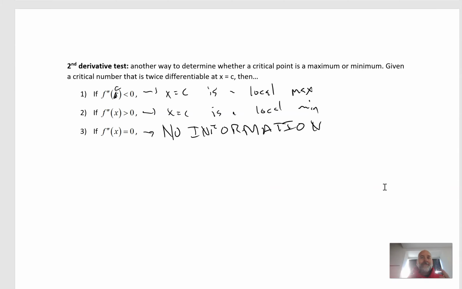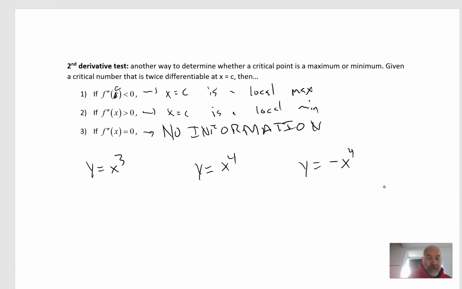Why? Well, I can name three functions that all have a second derivative of 0 at a specific point, and one's a max, one's a min, one's a neither. You want the examples? y equals x cubed, y equals x to the fourth, y equals negative x to the fourth. At all of these, at 0, the second derivative is 0.